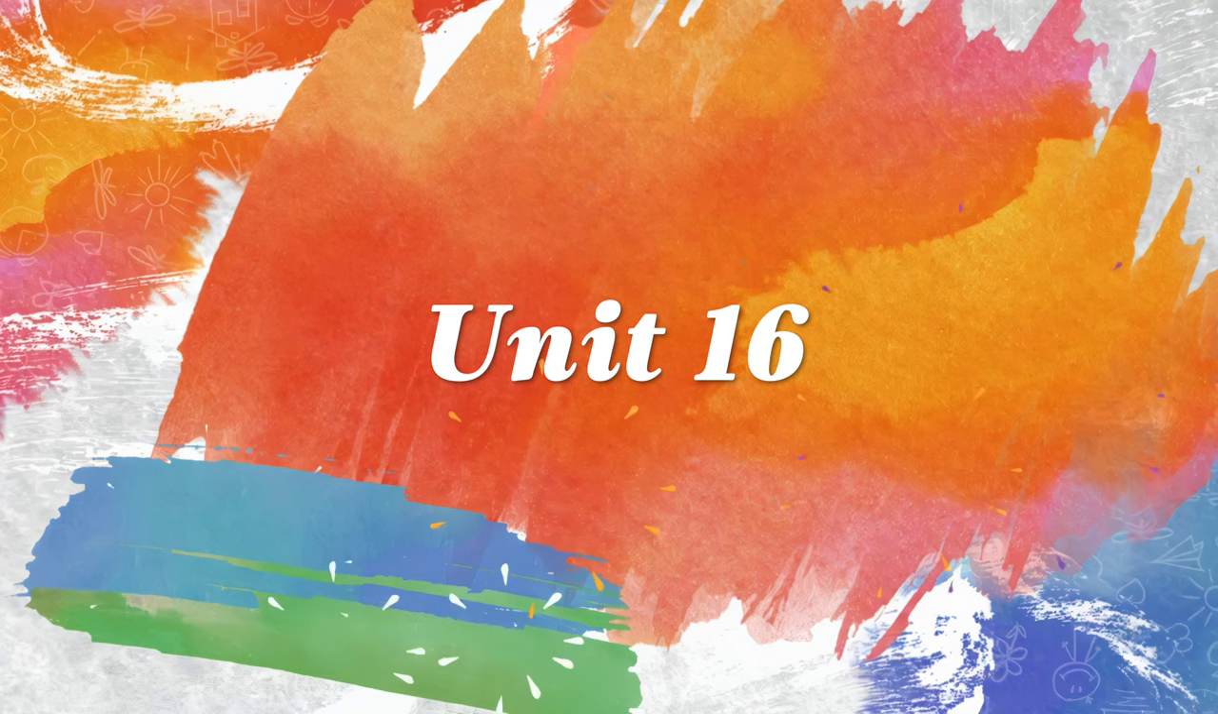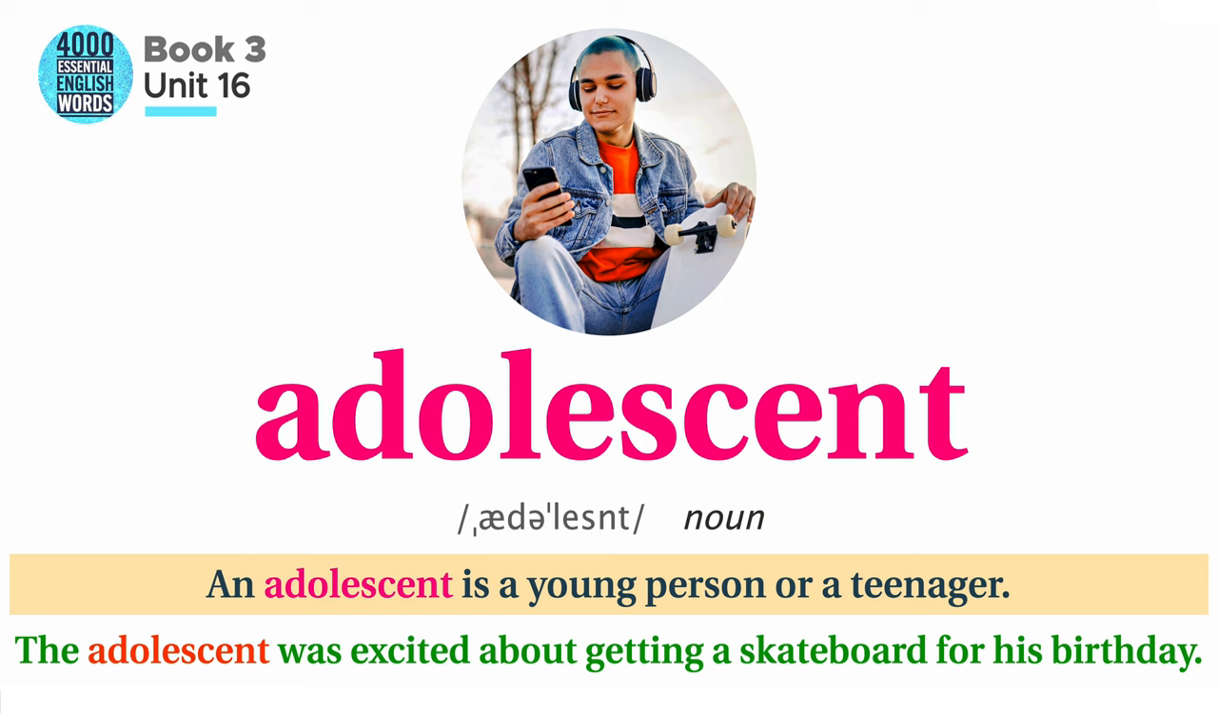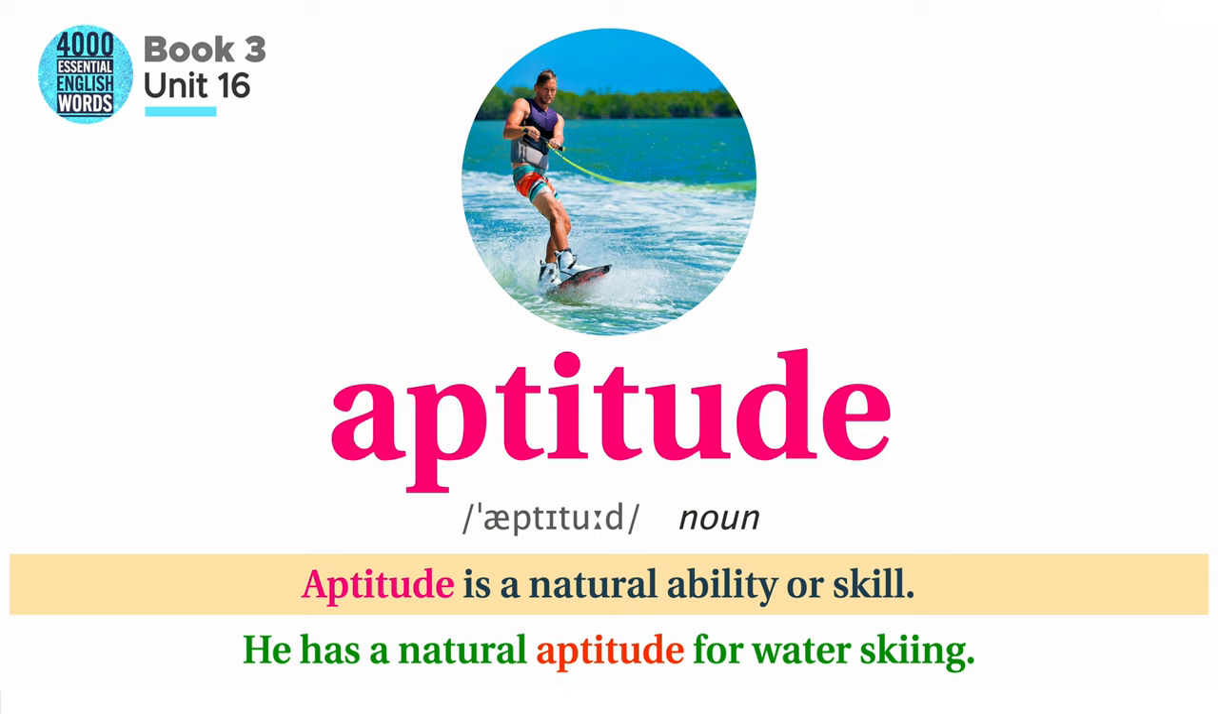Unit 16. Word List. Adolescent. An adolescent is a young person or a teenager. The adolescent was excited about getting a skateboard for his birthday. Aptitude. Aptitude is a natural ability or skill. He has a natural aptitude for water skiing.